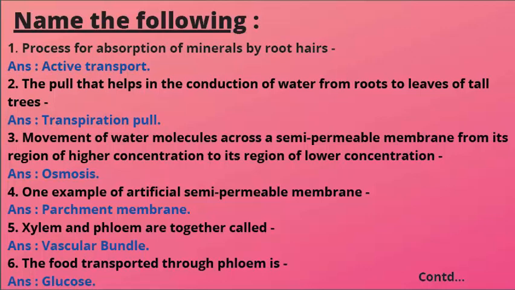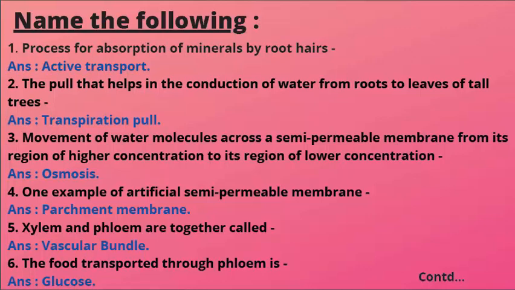Number 3. Movement of water molecules across a semi-permeable membrane from its region of higher concentration to its region of lower concentration is known as osmosis. Number 4. One example of artificial semi-permeable membrane, it is parchment membrane, or we can also say cellophane paper. Both of them are correct. Number 5. Xylem and phloem are together called vascular bundle or vascular tissue.